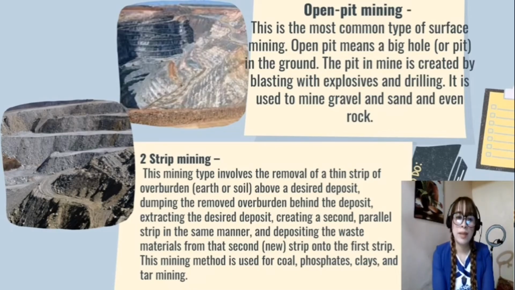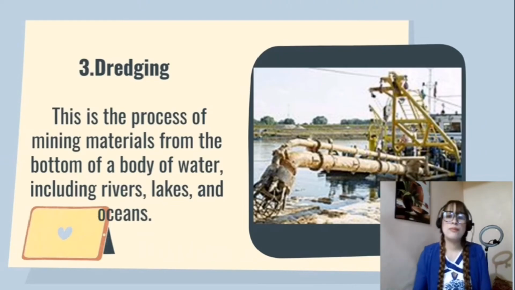And the next one is strip mining. As you can see in the picture, that is how strip mining is done, and it involves the removal of a thin strip of overburdened earth or soil above a desired deposit. So, dumping the removed overburden behind the deposit, they extract the desired deposit, creating a second parallel strip in the same manner, and it goes on and on, depositing the waste materials from the second strip onto the first strip. And of course, this method is used for coal, phosphates, clays, and tar mining. So it's common to mining coal, phosphate, clays.